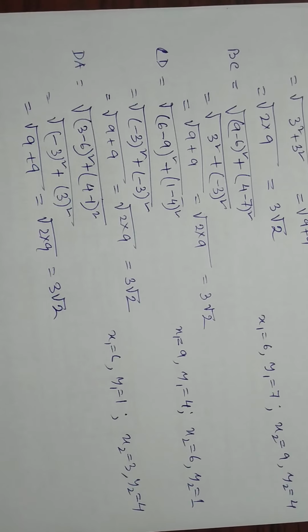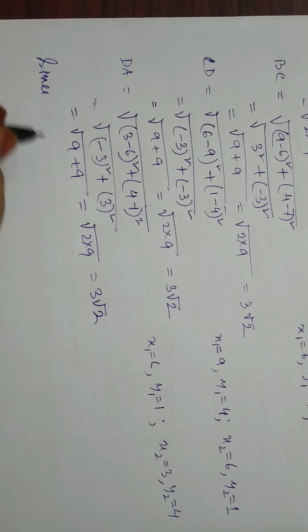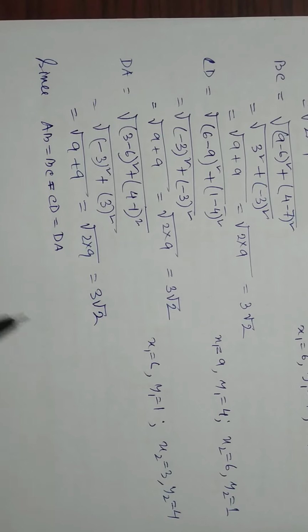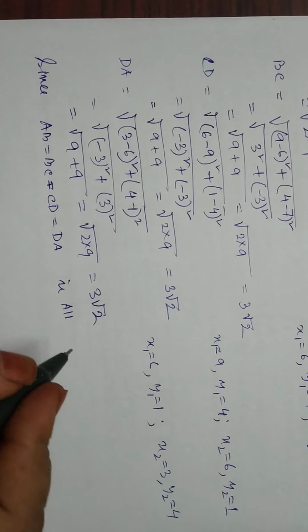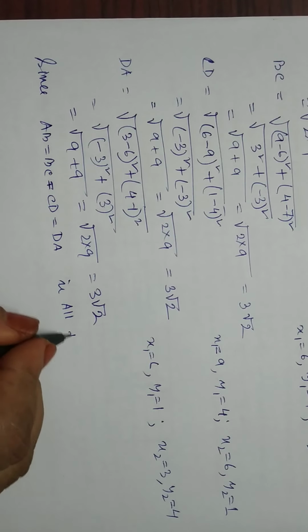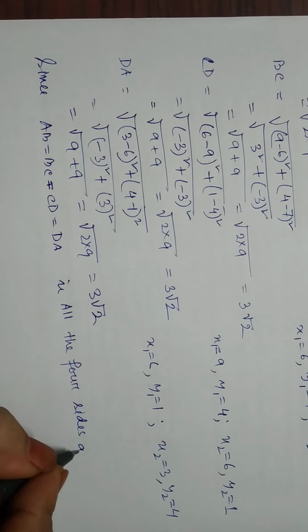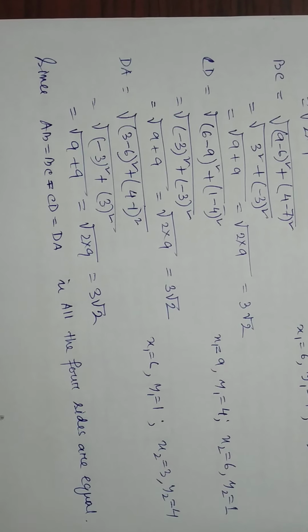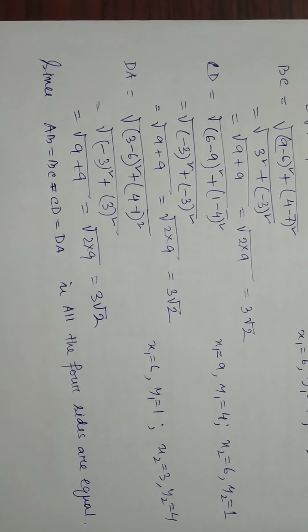Here what happened? Here all sides are equal, since AB equal to BC equal to CD equal to DA. All the four sides are equal. If all the four sides are equal, then it may be a rhombus, it may be a square. That's why we have to find the diagonal.